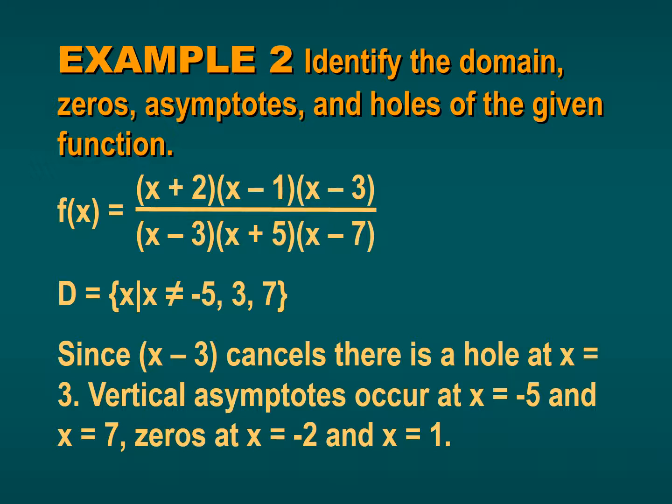And you're like, well, why don't we have a 0 at 3? Well, that's because there is a hole at 3, right? We can't have a hole and a 0 at the same place. So our hole is going to be at 3. And then our zeros are at -2 and 1.